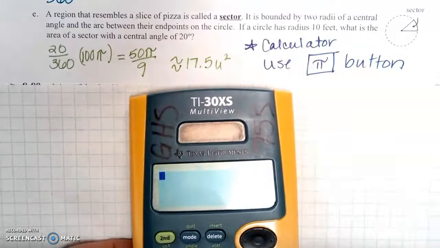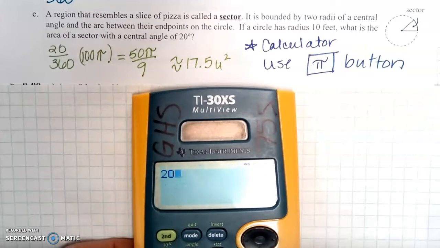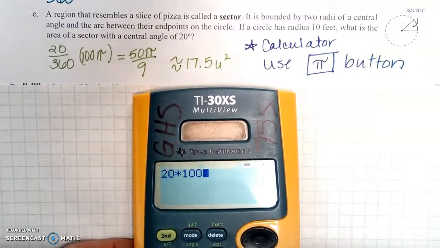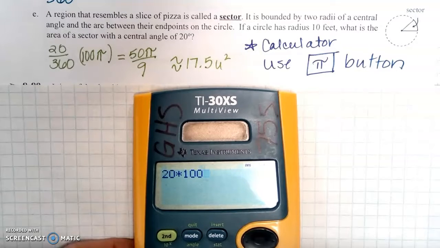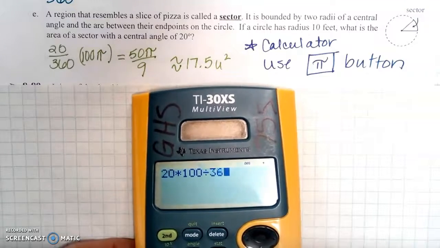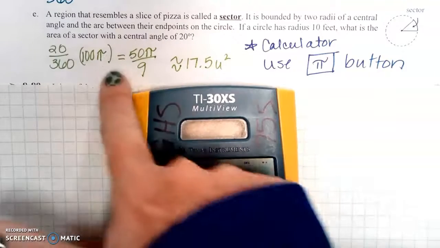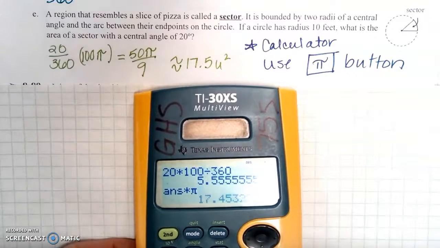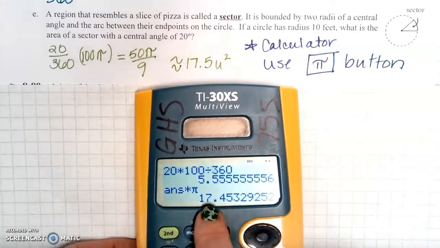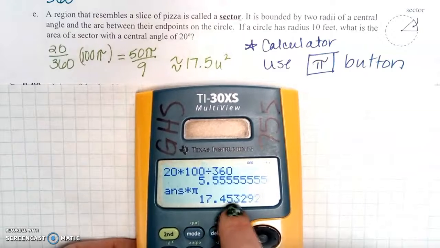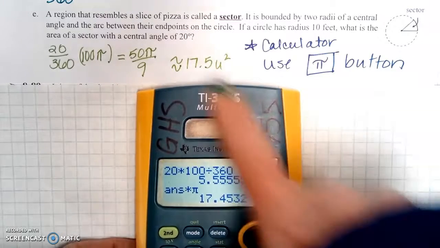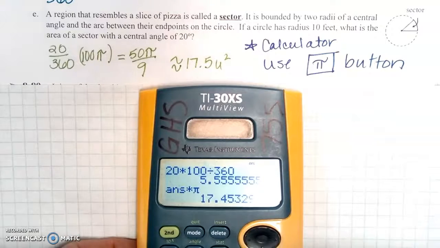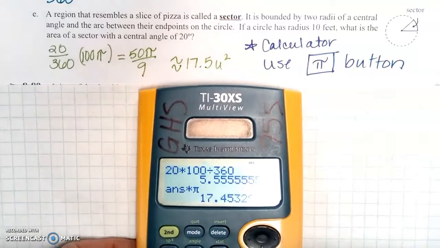If we type in 20 times 100, divide it by 360, it's going to give us a decimal. Then we're going to multiply it by the pi button, so times the pi button. It's going to give us this decimal, 17.453. We're going to round it to approximately 17.5 units squared, okay?